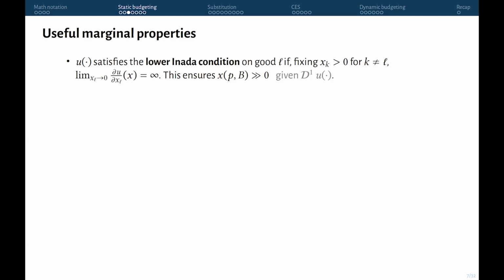So if you've got some amount of bread and some amount of jam, how much you like that first microgram of butter is going to infinity. It's just delicious. And this will ensure that you always buy at least a little bit of everything. For no matter how expensive that butter is, there's at least some small amount that you find it worthwhile to buy. Strictly speaking, this will only follow given a differentiable utility function, but this will also be something we assume almost always. So don't need to get into that further. Basically, lower Inada condition implies you buy a little of everything.